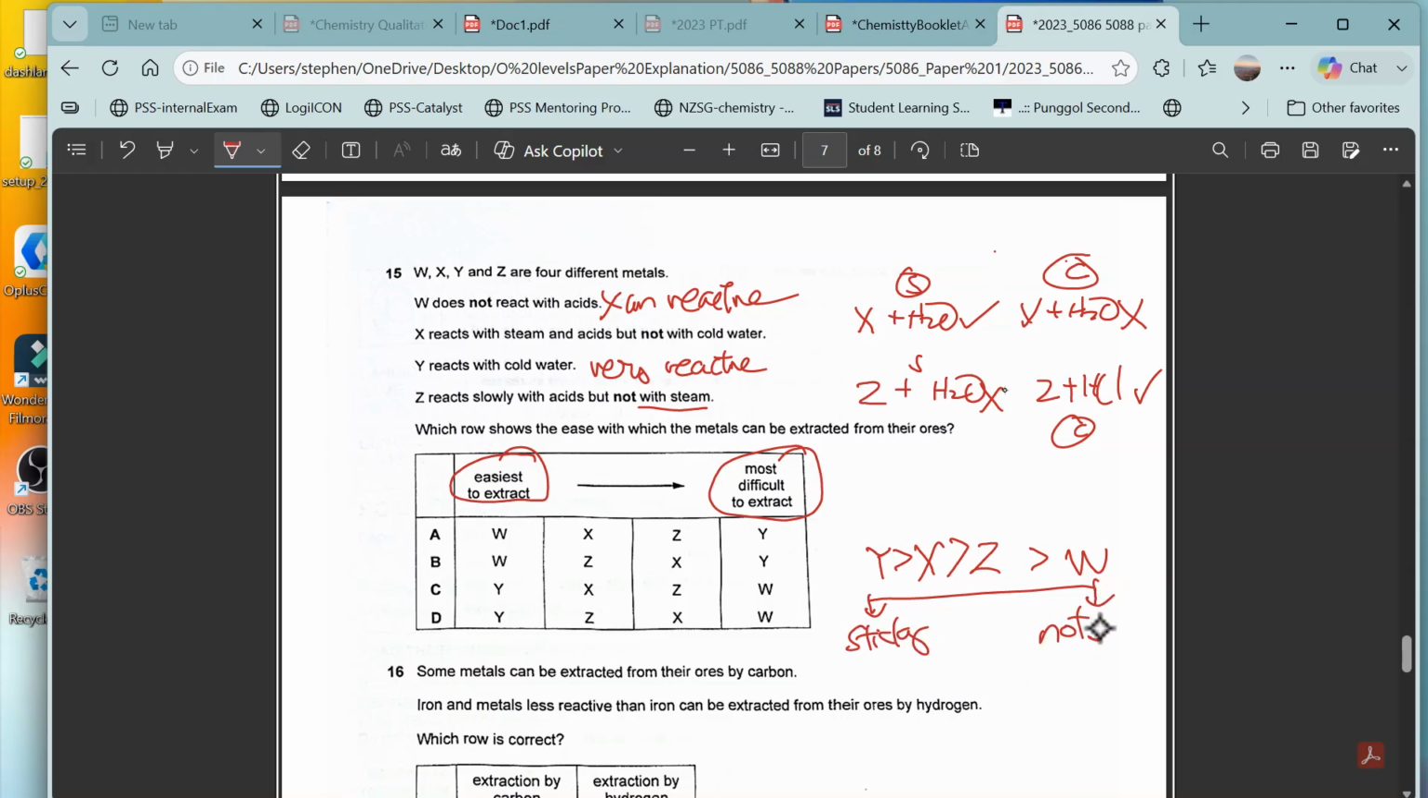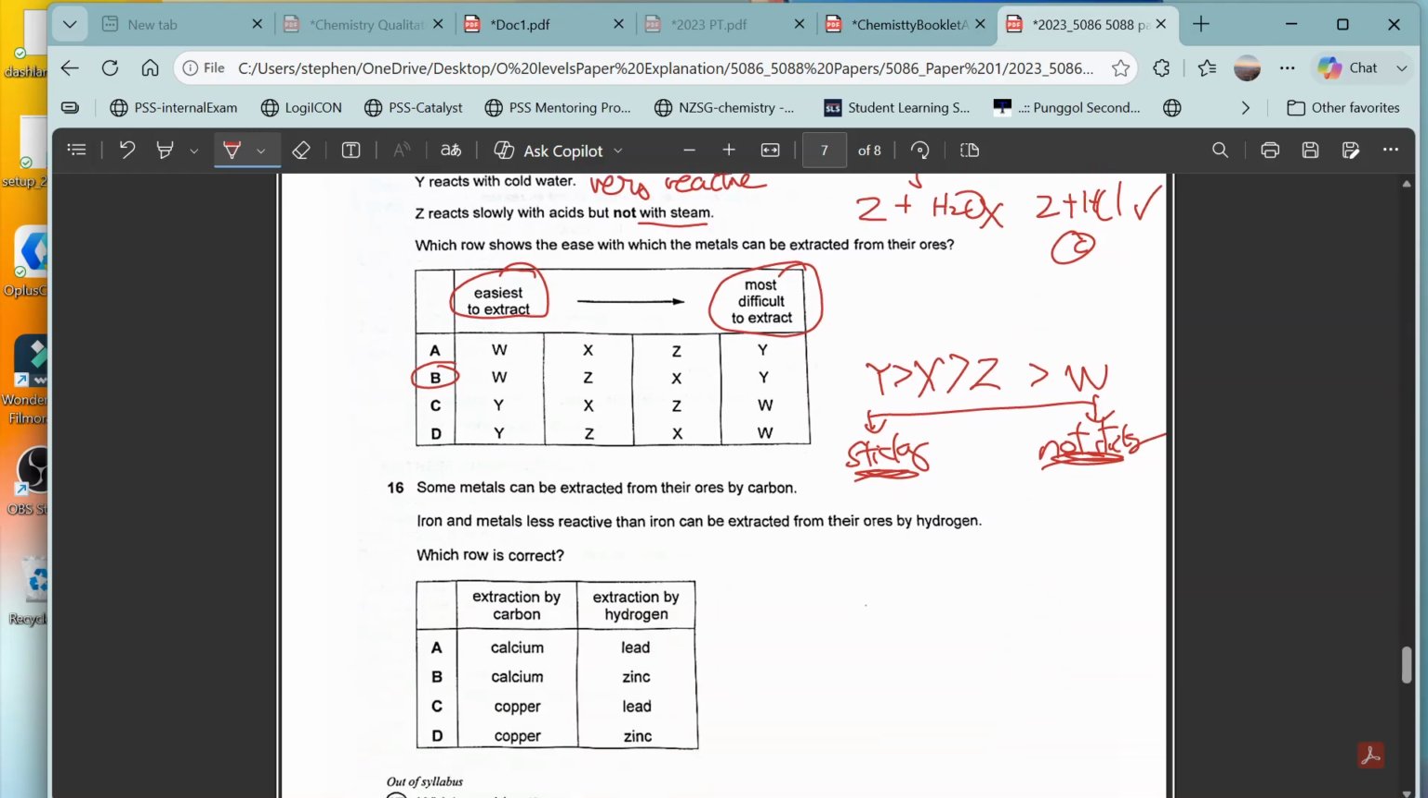Okay, not sticky. So if you want to extract it, the more sticky it is, the more reactive it is, the more difficult it is to extract. The less sticky it is, the easier to extract, right? It's like a tape that is less sticky to the wall, you can easily pull it off. The one that's very sticky to the wall is very difficult to pull off. Very difficult to extract. So I think most of the students will get it wrong. Answer is B, right? Opposite of reactivity.